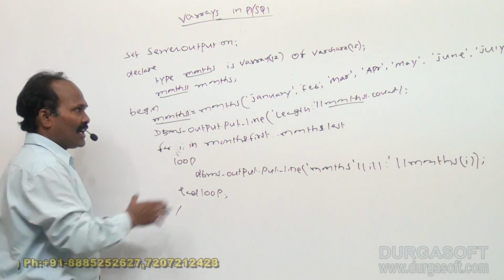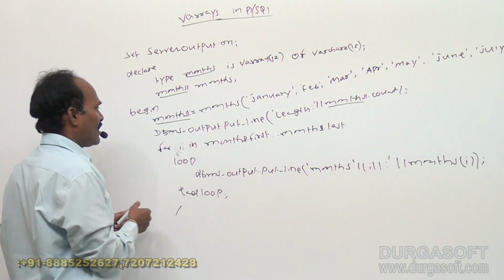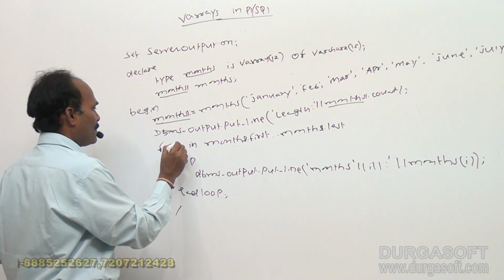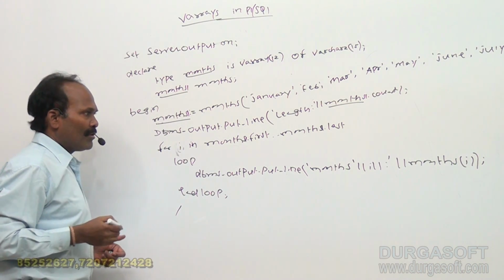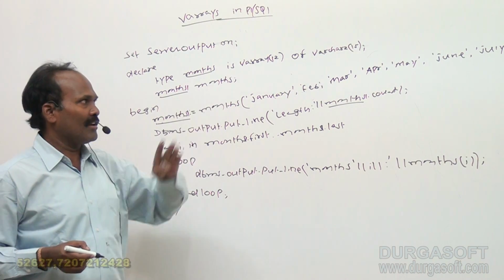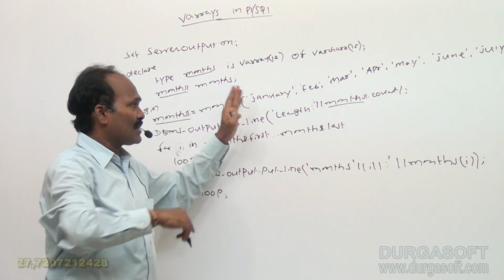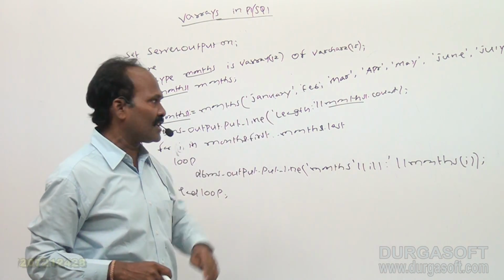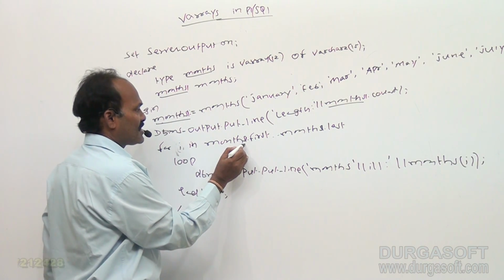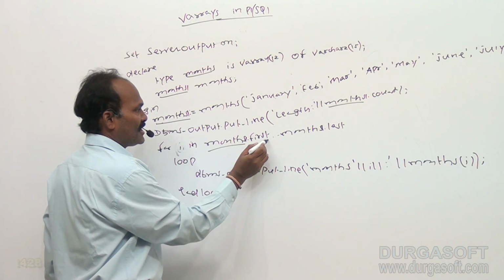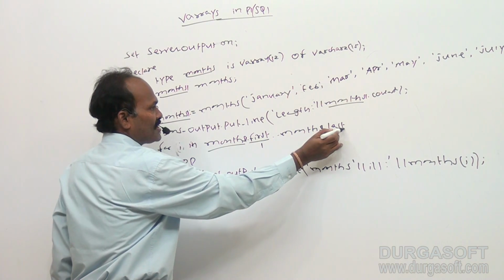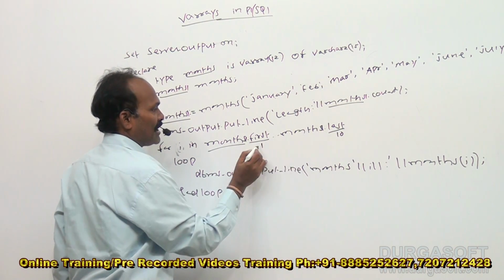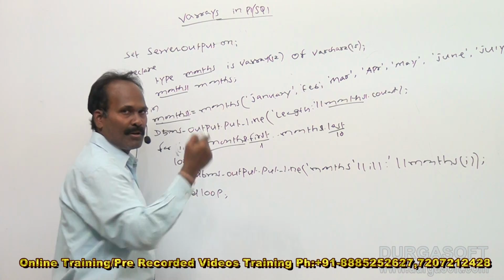To print all the month names, I am taking one FOR loop. The FOR loop is going to vary from 1 to 10, because I am storing values from January to October, so 1 to 10 months. Look at this: months1.FIRST indicates 1, and this indicates 10. That means I want to print the values 1 to 10.